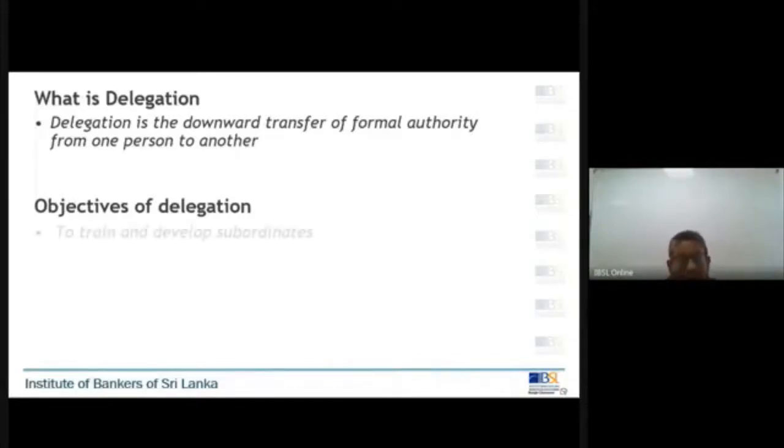One point is to train and develop subordinates. So through delegation, say your assistant manager works as a manager. So he may learn some managerial skills, what the role of a manager is.